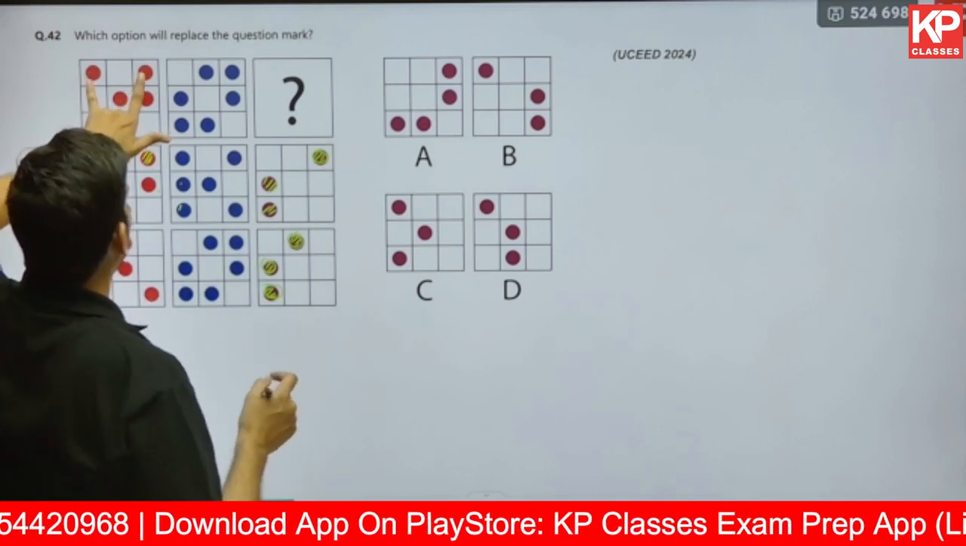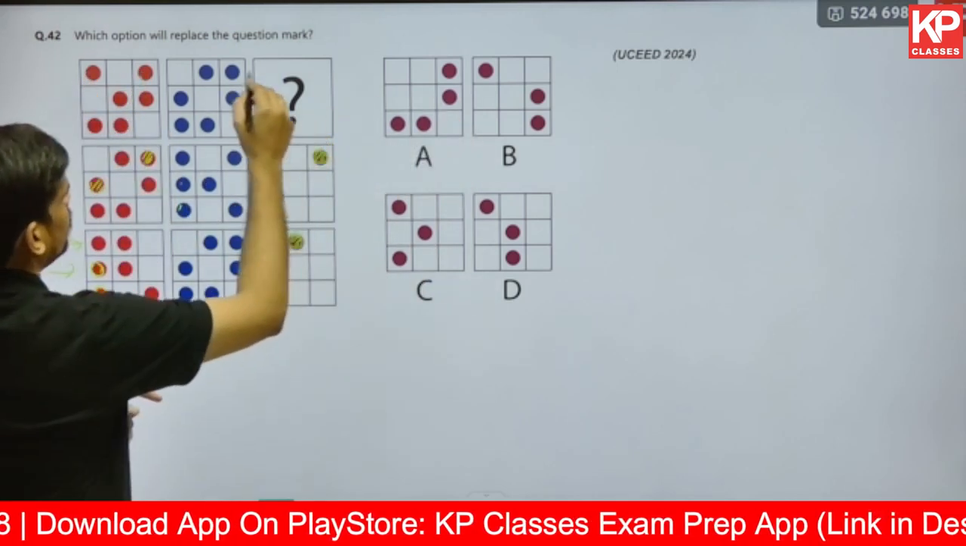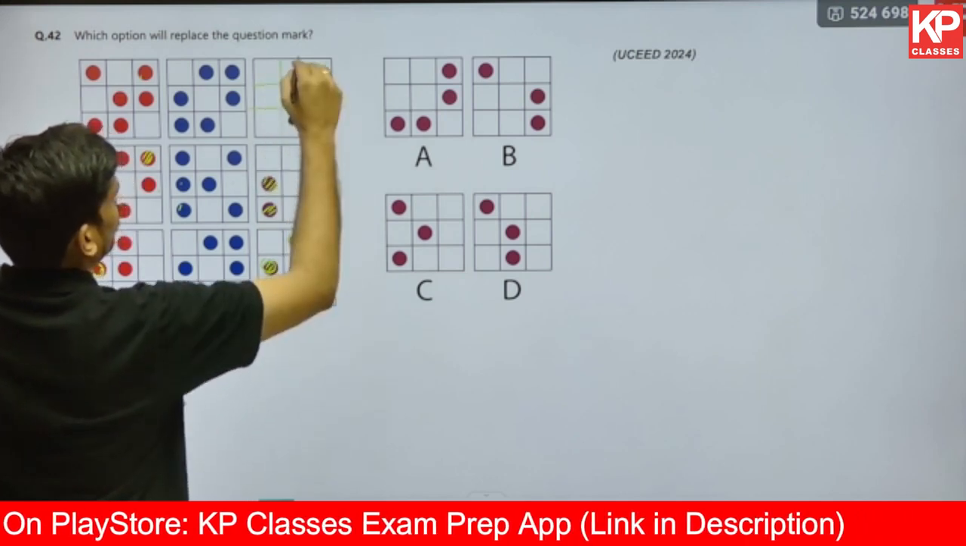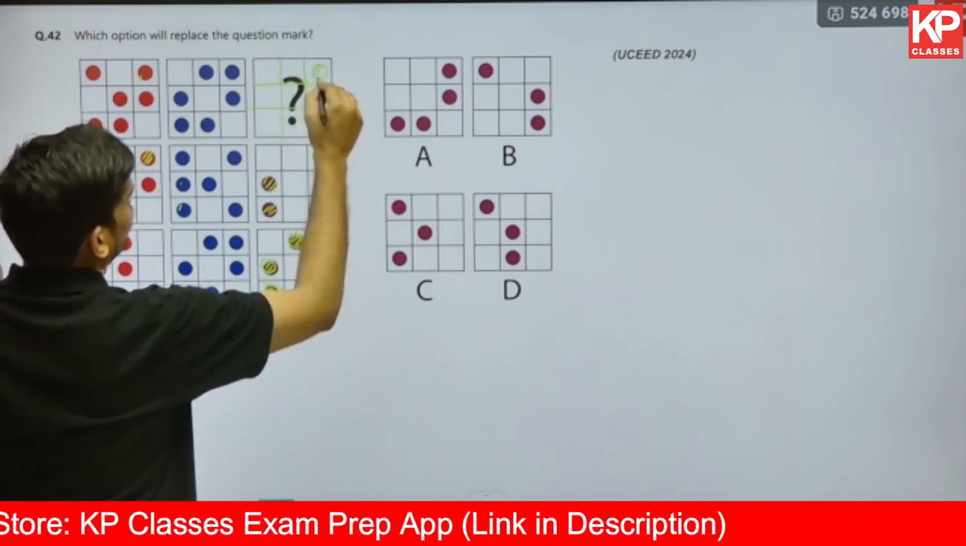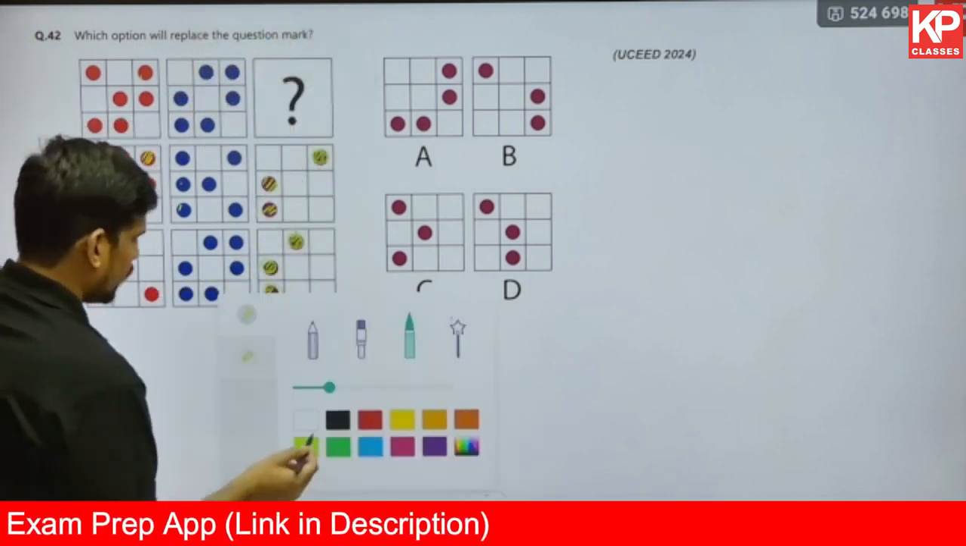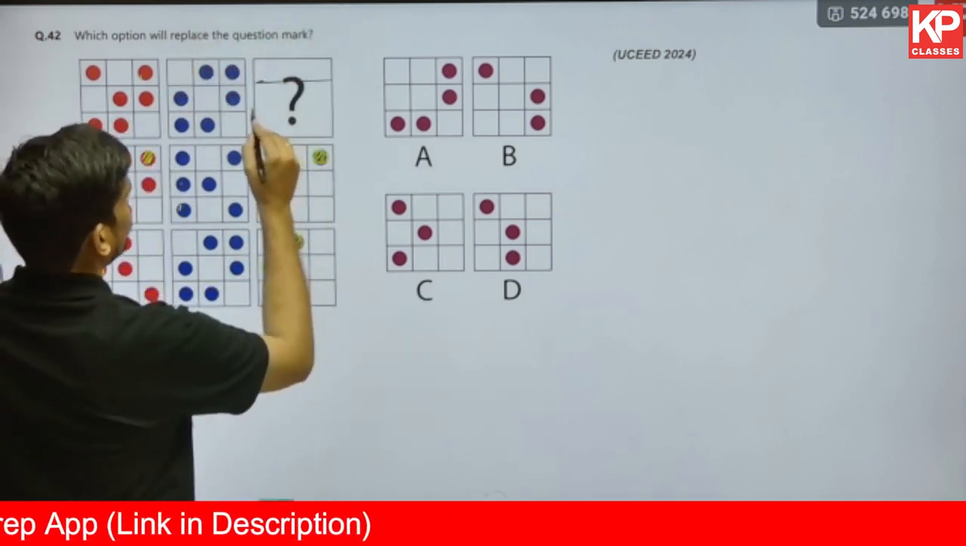So in the first row, the common part will basically be this one. If I draw the answer figure this way, I should have a circle over here. Let me use some other color so that it is easily visible to you. So let me draw the grid.